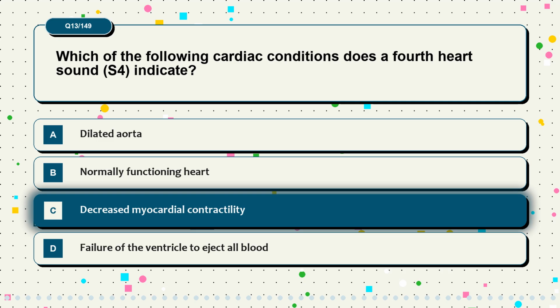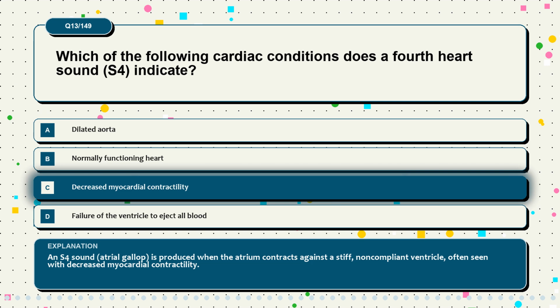The correct answer is option C, decreased myocardial contractility. An S4 sound, atrial gallop, is produced when the atrium contracts against a stiff, non-compliant ventricle, often seen with decreased myocardial contractility.